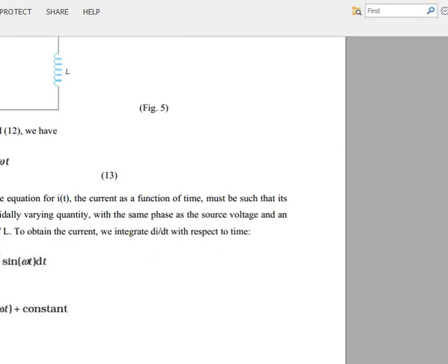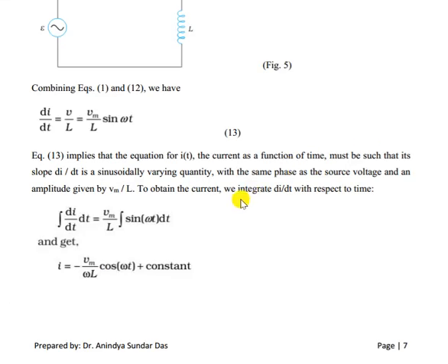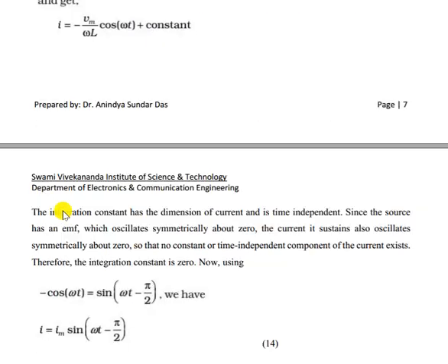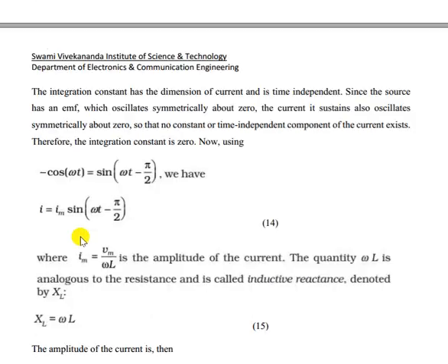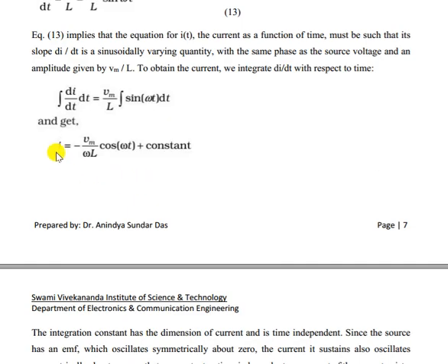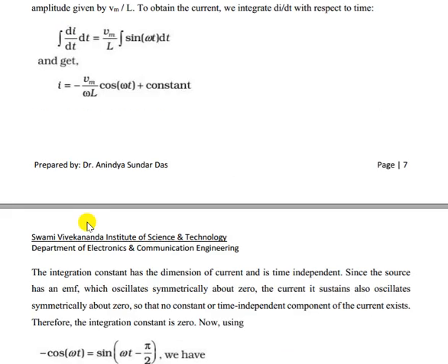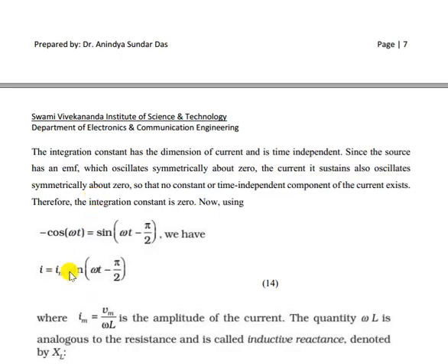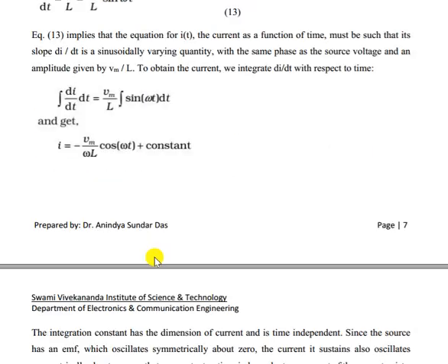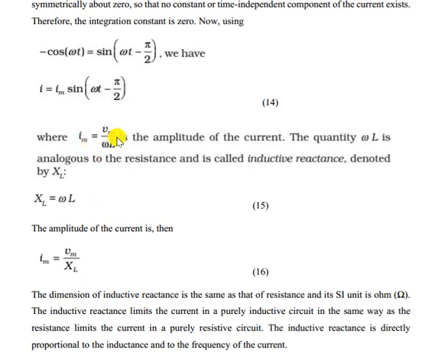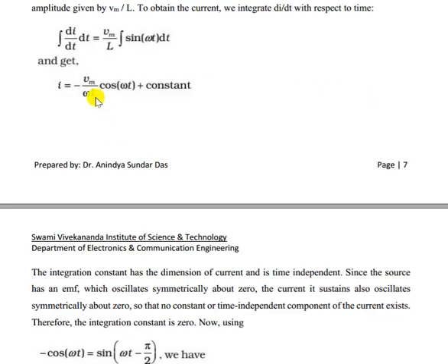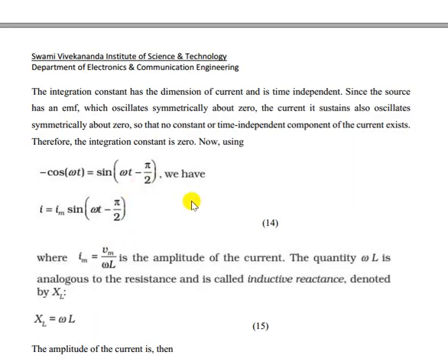Now we have minus cosine omega t, and minus cosine omega t is nothing but sine of omega t minus pi by 2. So we can write I equals Im sine of omega t minus pi by 2, where Im equals Vm by omega L. Instead of minus cosine omega t, we have written sine of omega t minus pi by 2.